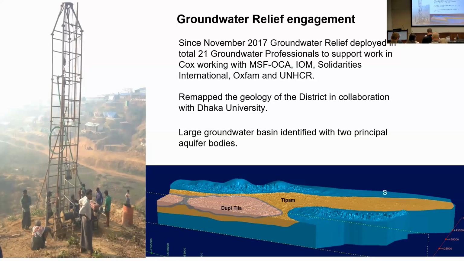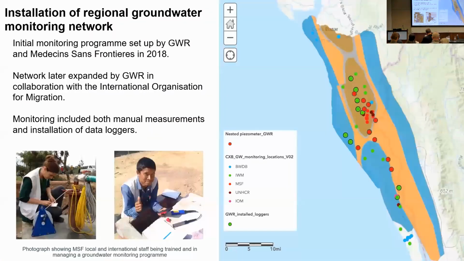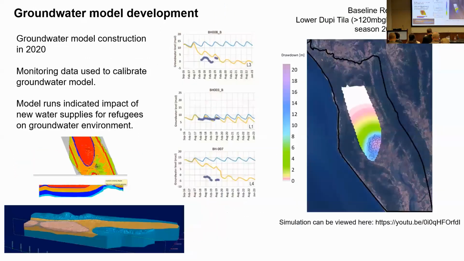In the last 5-6 years, difficult to summarize in a minute, we've remapped the geology of the district in collaboration with Dhaka University. We identified 2 large groundwater basins. We set up monitoring programs both within the mega camp in collaboration with Médecins Sans Frontières, and then a little bit later on across the whole region with the International Organization for Migration. And that monitoring involved manual and automated data collection.